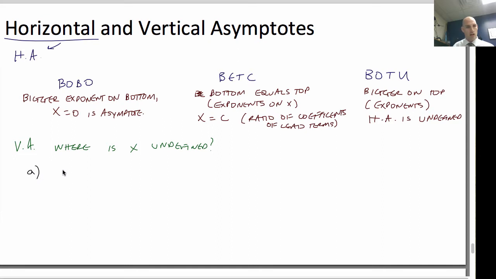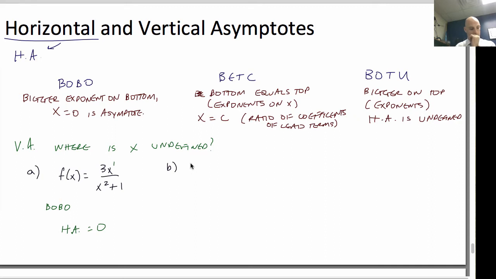For A, f of x equals 3x over x squared plus 1. Okay, so let's look at the exponent. The highest degree is 1 on top and 2 on the bottom. So bigger on bottom. So my horizontal asymptote equals 0. Okay, that's how that works. My bigger was on bottom, so my horizontal asymptote is 0.